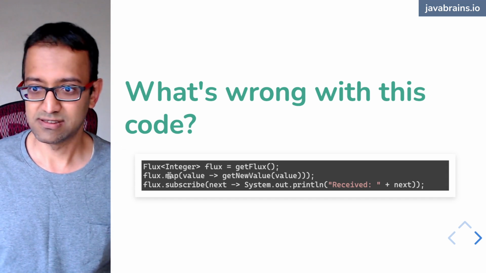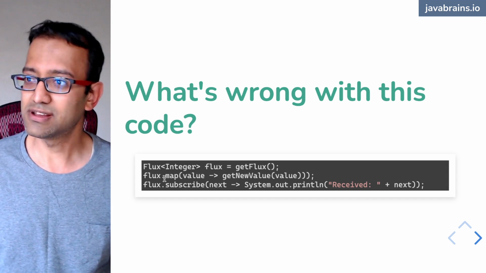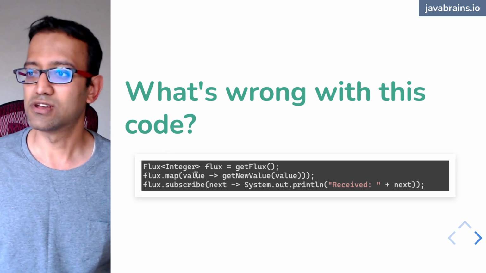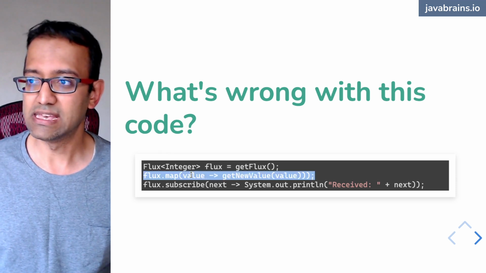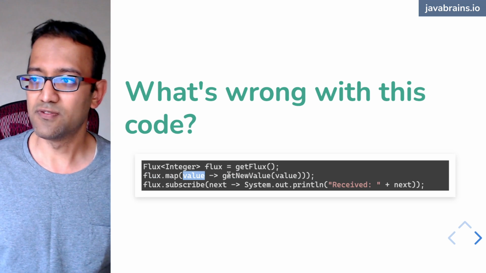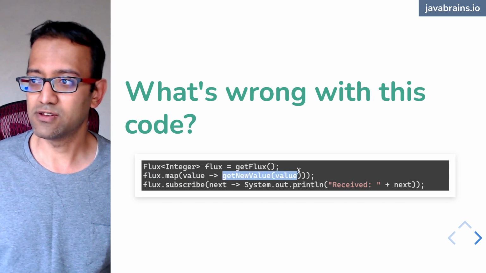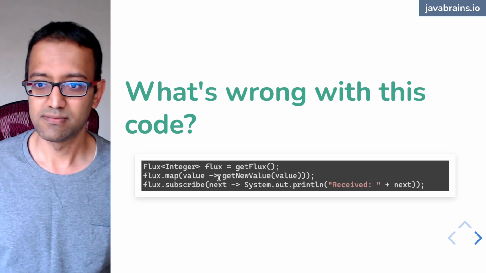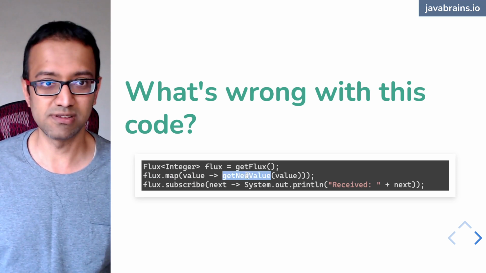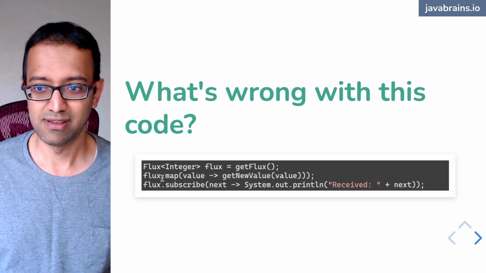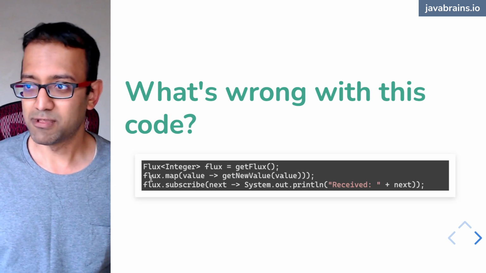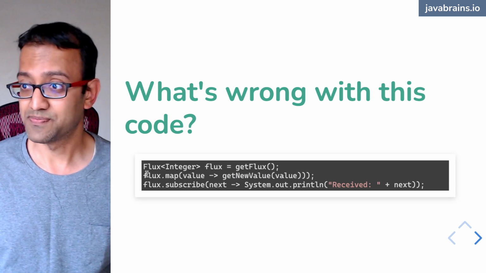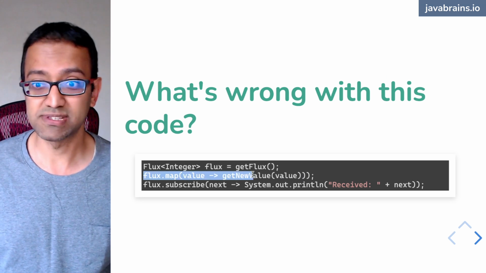The flux is get new value, return is ignored. No, it's not ignored. So here the map is taking the new value and then mapping it to get new value of this thing. So the get new value return is being considered in this map. Okay. The problem, and I don't know if this is what you were mentioning there, is that the return of this map is ignored.